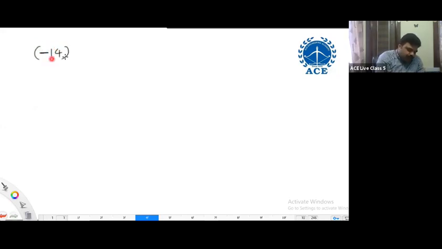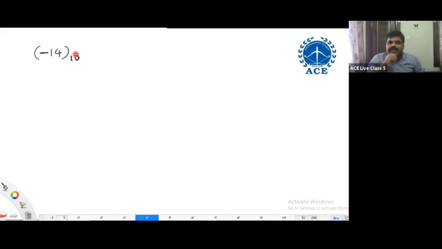Minus 14 decimal using minimum number of bits and using 8 bits. Be clear about this. Find the minus 14 representation in signed magnitude, ones complement and twos complement using minimum number of bits and 8 bits. Two questions we are doing here. First, start with the minimum number of bits, then we go with 8 bits. First, let me complete that.